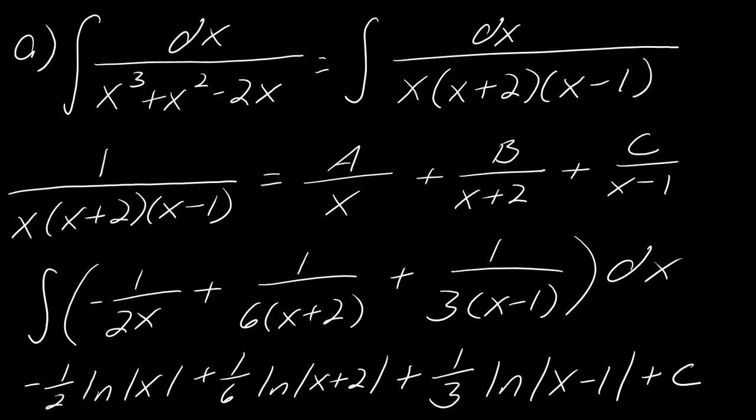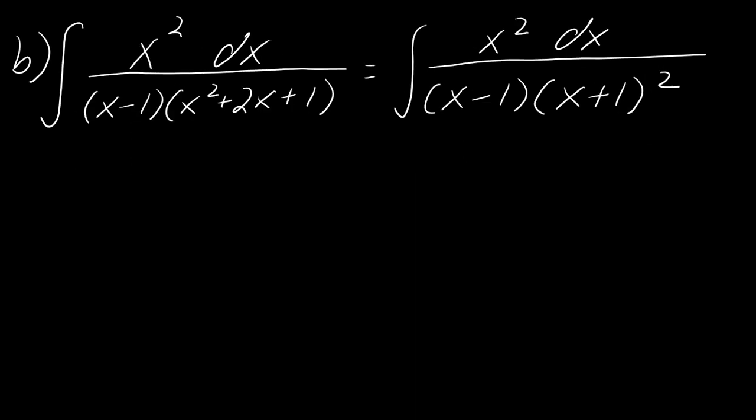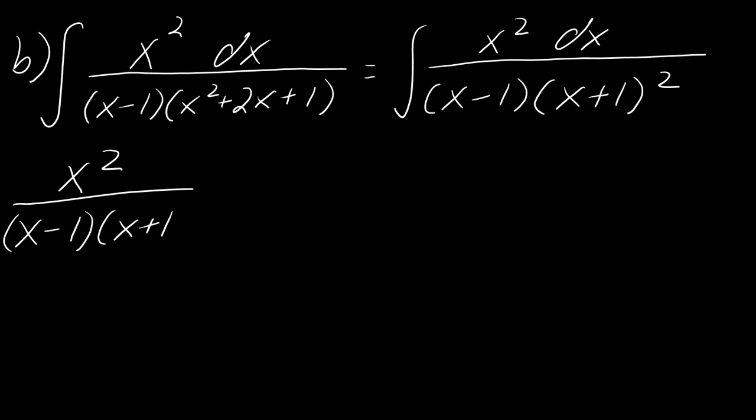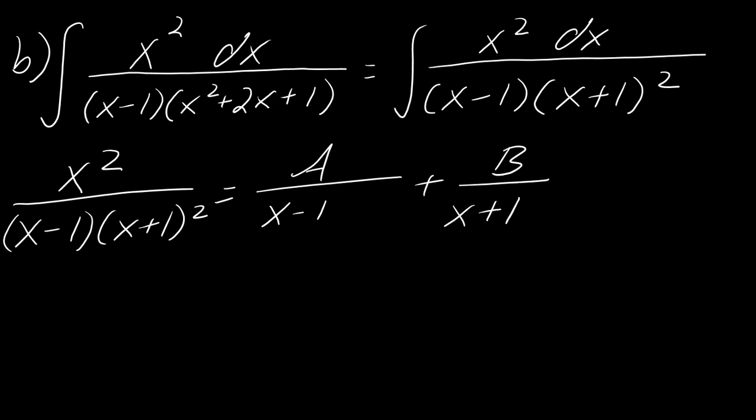Okay, so now let's contrast that example to b here, where I have a linear factor that's going to repeat. So how do we set that up? So for this type of example, I'm going to once again set up the same initial fraction. The setup in this case is that I've got a over x minus 1, b over x plus 1, and then c over x plus 1 squared. So you just show how these terms are repeating.